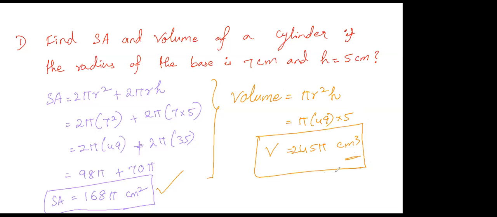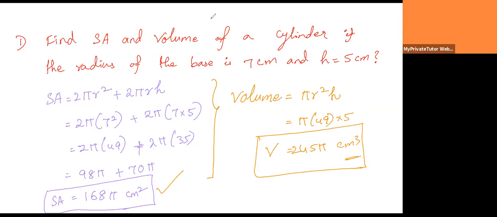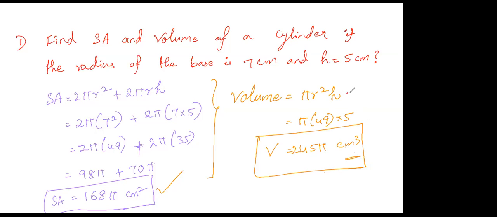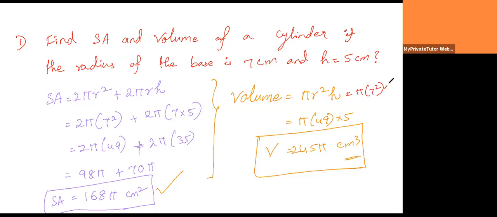So isn't it 49 square? No, r square I have written. R square is 49. 7 square is 49. I skipped that step. Okay, pi 7 square h, which is 5. So the radius is given as 7, right? Sometimes the diameter is given instead. In that case, you pick the radius from the diameter by dividing by 2. I think you guys know that.